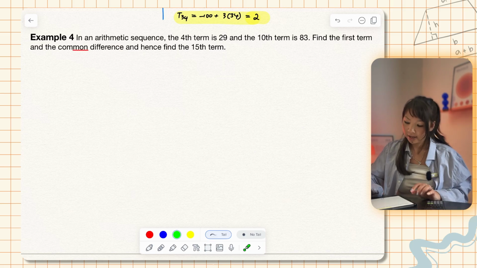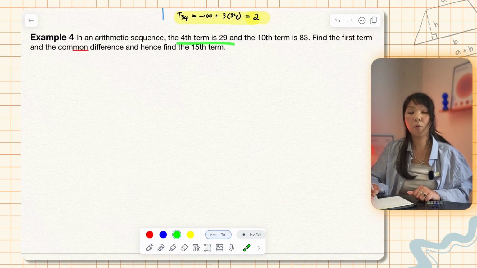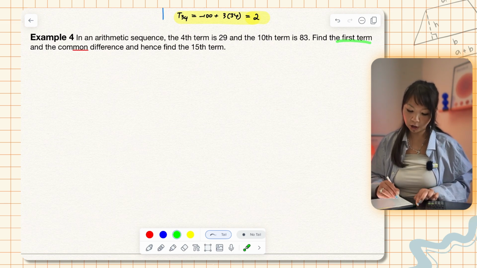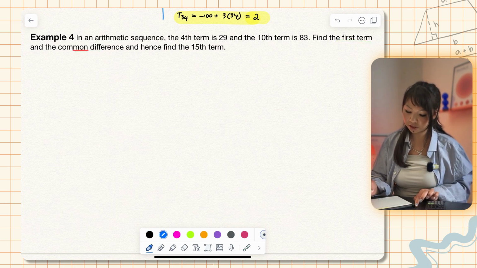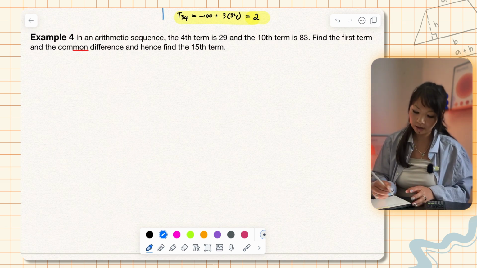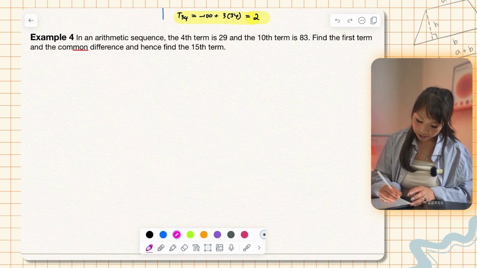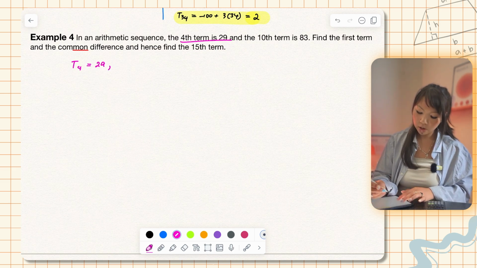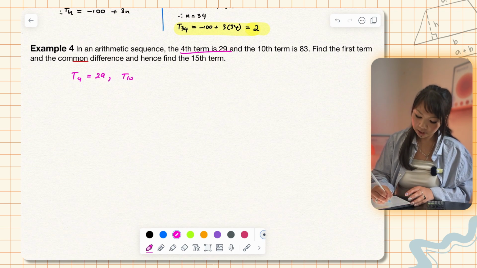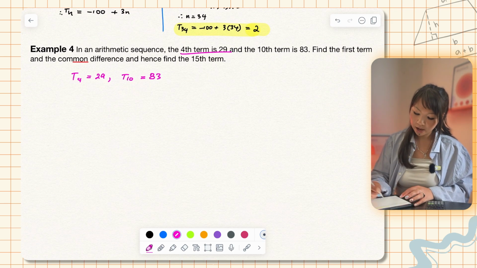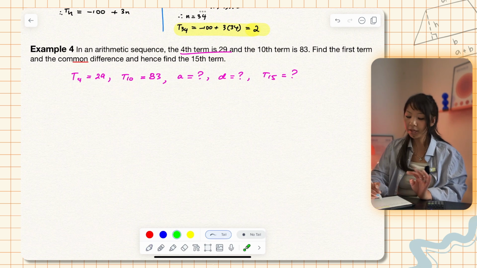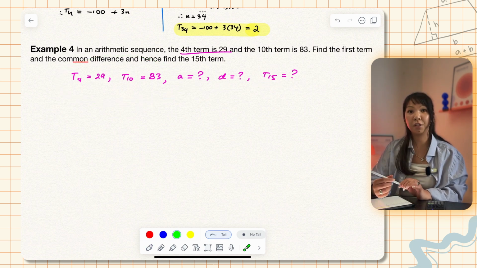Example 4. In an arithmetic sequence, the 4th term is 29, the 10th term is 83. Find the first term and the common difference and hence find the 15th term. So let's list out what we have here. We know that the 4th term is 29, so T4 equals 29. And we know that the 10th term is 83. Find the first term, the common difference, and hence find the 15th term. Okay, so we're looking for 3 things over here, given these 2 we know to be true.